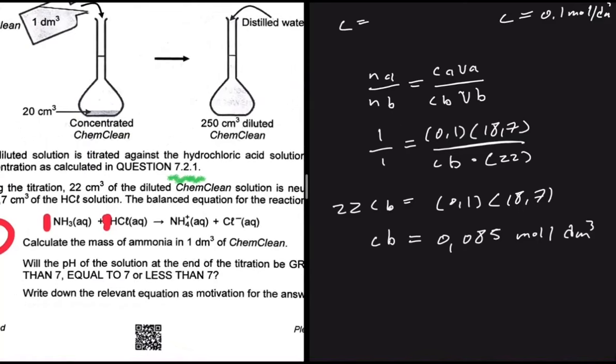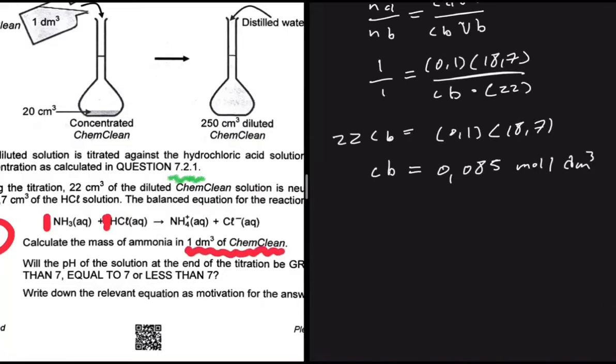But then we want the mass of ammonia in 1 decimeter cube of the concentrated ChemClean, right? This is where this formula comes in. Concentration of the concentrated solution multiplied by the volume of the concentrated solution should be equal to the concentration of the dilute solution multiplied by the volume of the dilute solution. So we're saying that the number of moles in our concentrated solution is the same as the number of moles in our dilute solution, right? So let's go ahead and find the concentration in our concentrated solution so that we can ultimately find the number of moles and end up calculating the mass of ammonia in 1 decimeter cube of ChemClean.